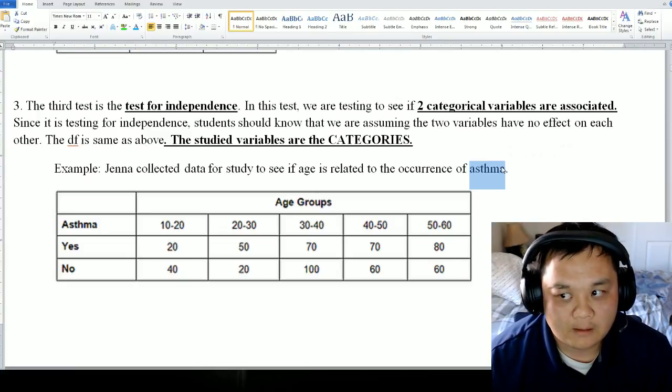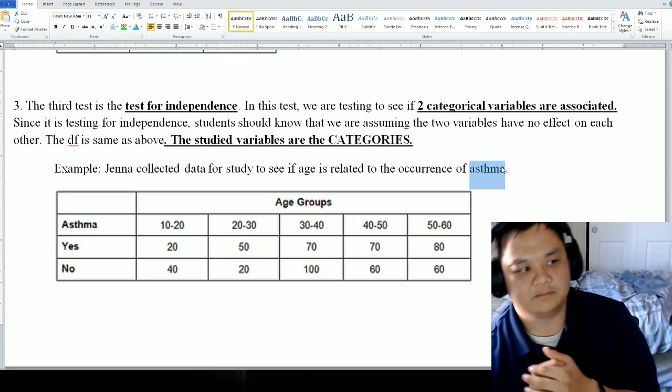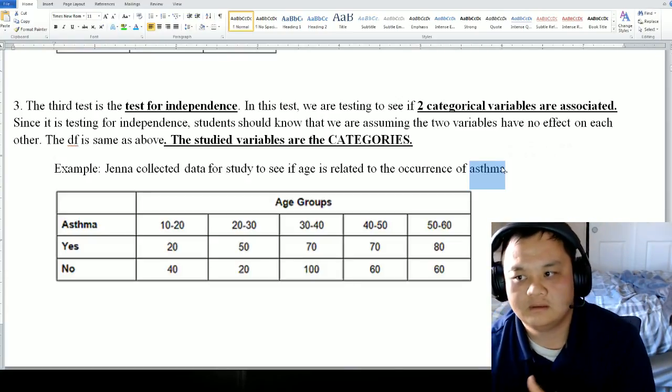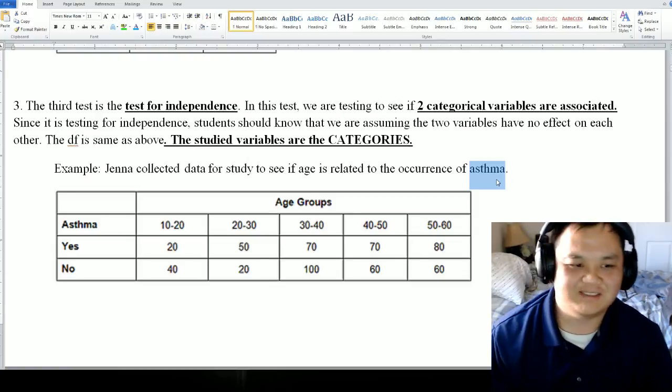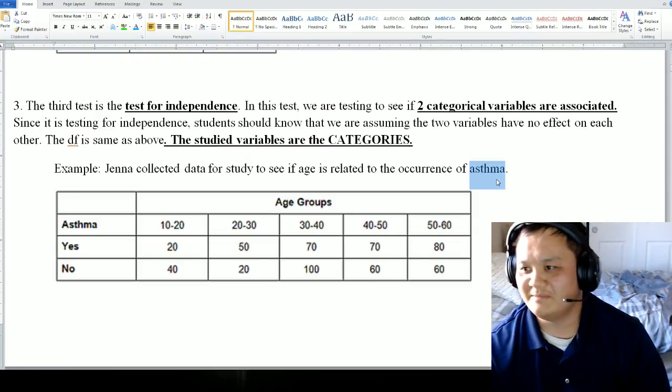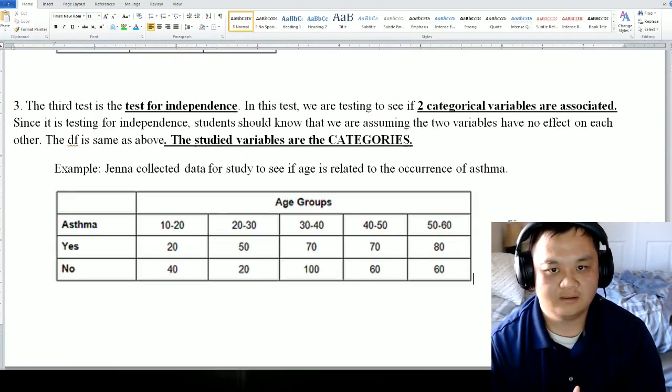What is Alzheimer's? Oh, Alzheimer's is just a disease. Is this Alzheimer's or is this asthma? Asthma. Oh, okay. That's okay. Asthma. Yeah. Okay. I misread it.